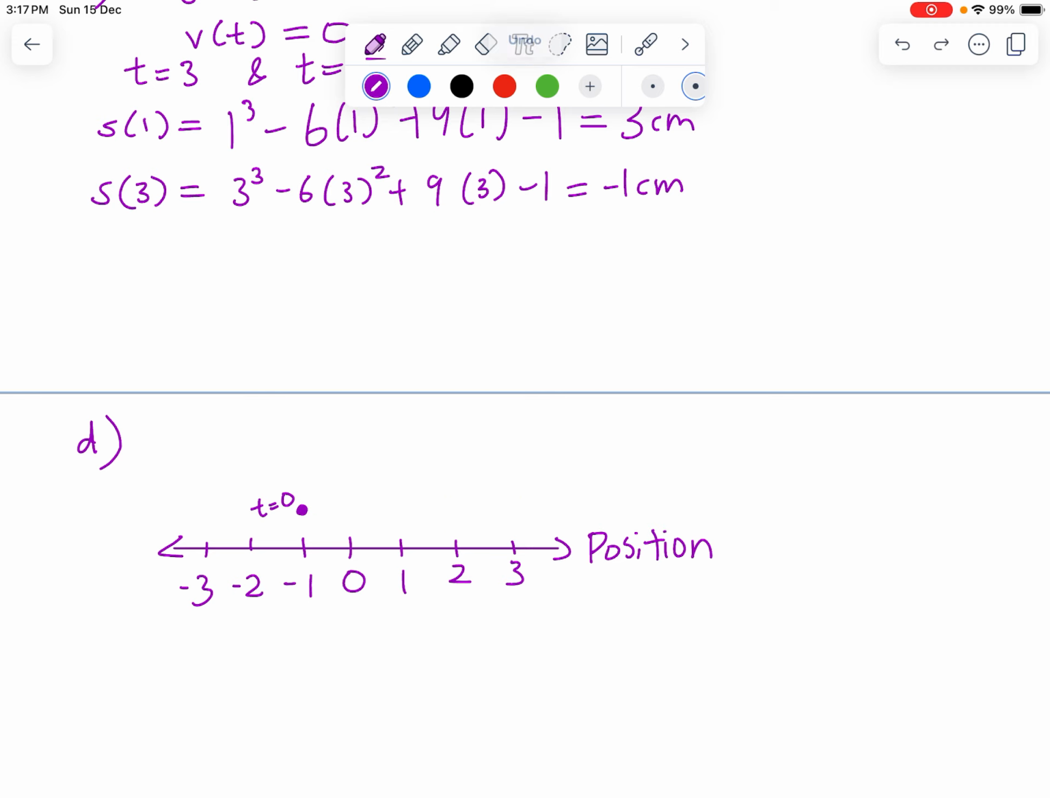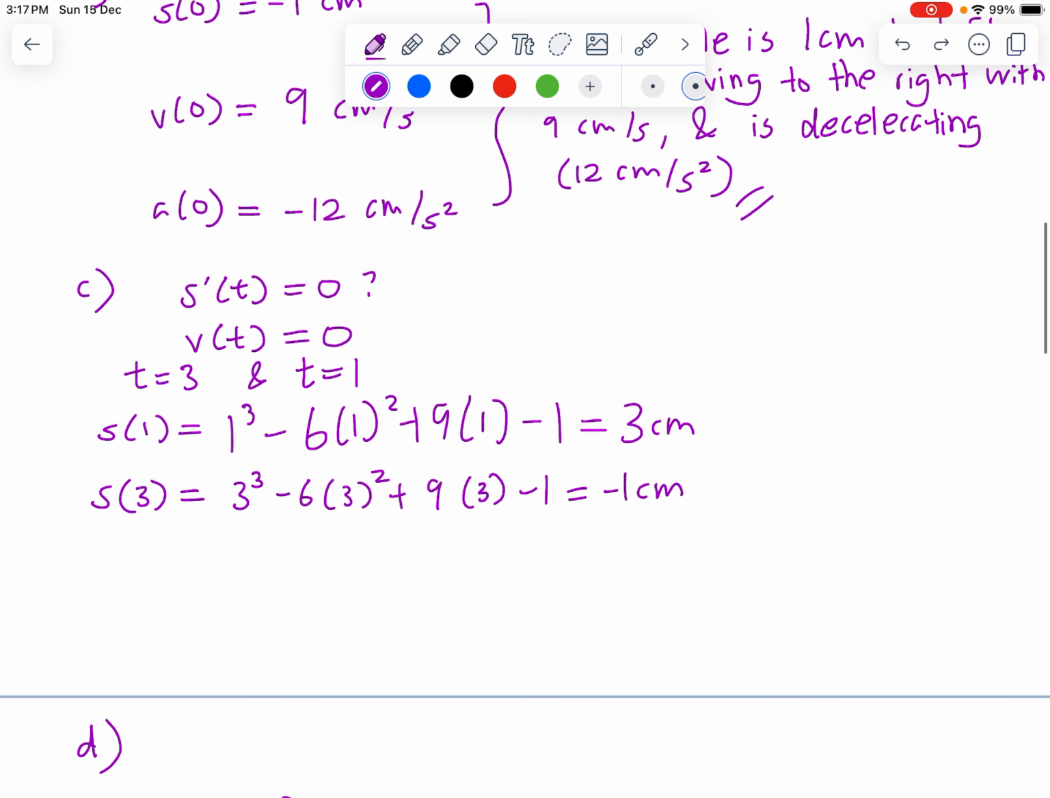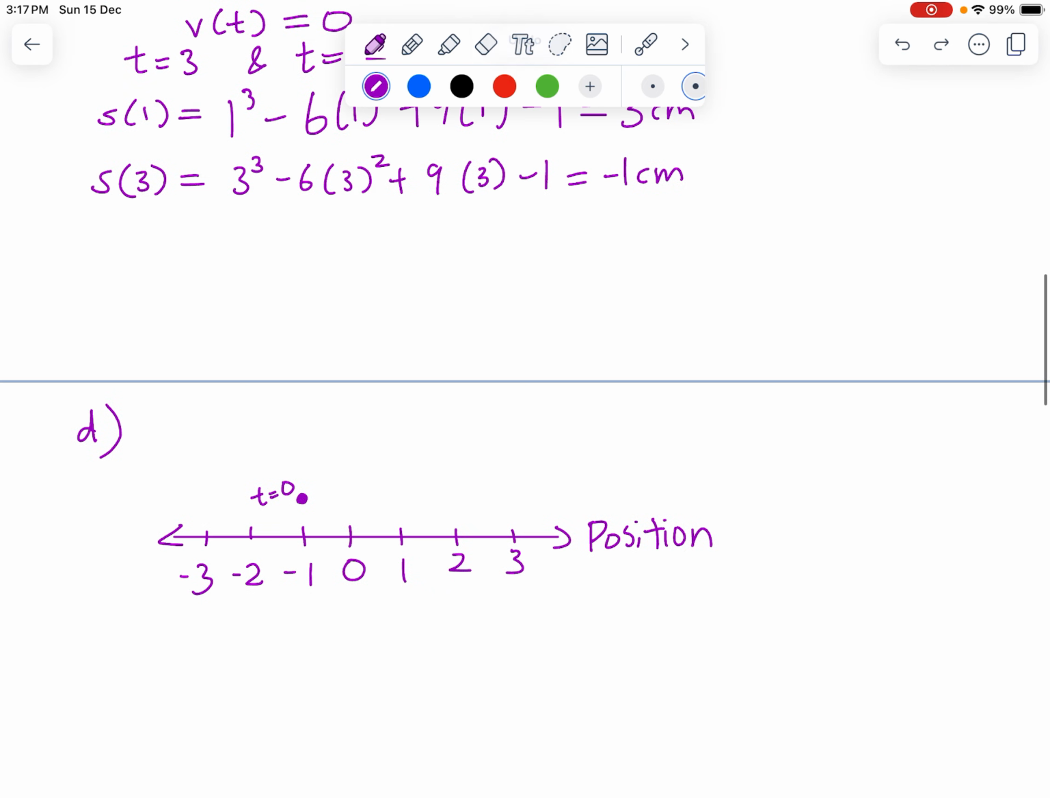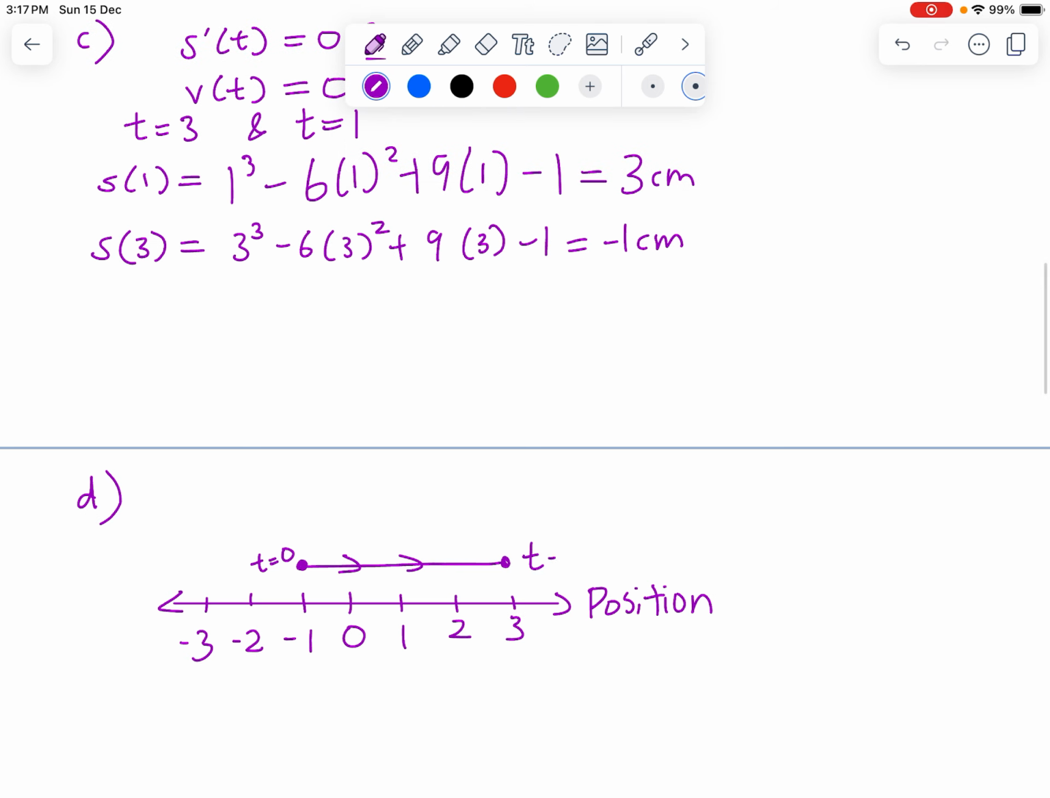So now we know that it starts here and it'll keep on going forward, and then suddenly it will change direction. And when does it change direction? Well, we just solved where it changes direction: when the derivative of s of t equals 0. And we know that it is at t equals 1 and t equals 3. So at t equals 1, what's the position? It's 3 cm. So it's right here. It's going to go forward to 3, and that's at t equals 1. And then it changes direction, right?